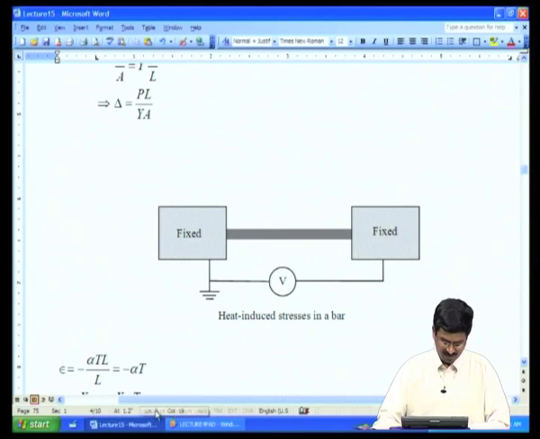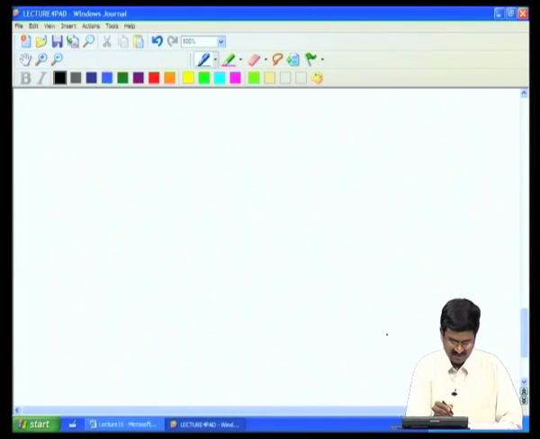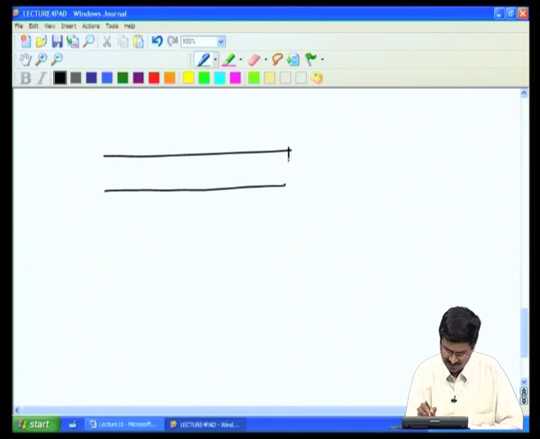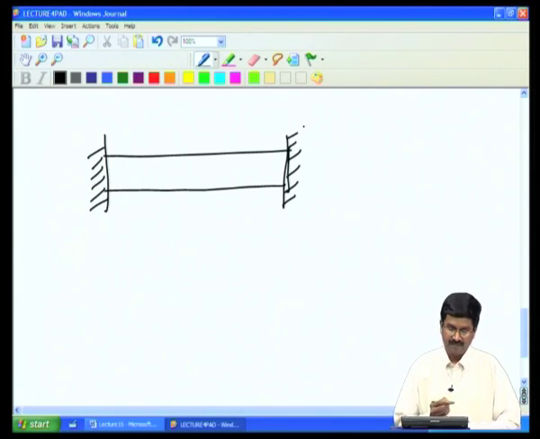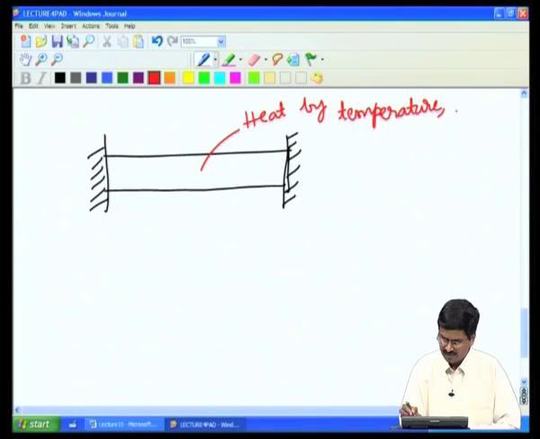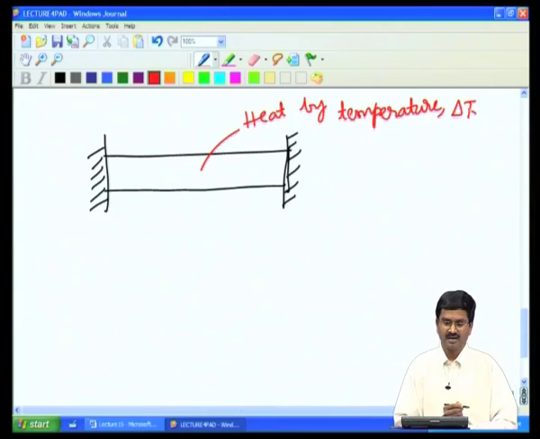If I take a normal bar, let us say the same resistor, which is a bar, which is fixed now at both the ends. Now, I heat it by a temperature delta T. When I do that, this bar wants to expand.